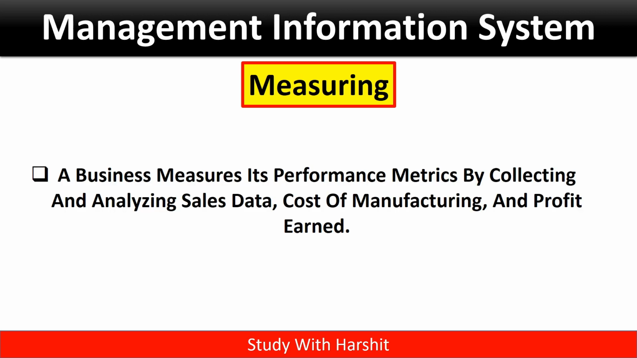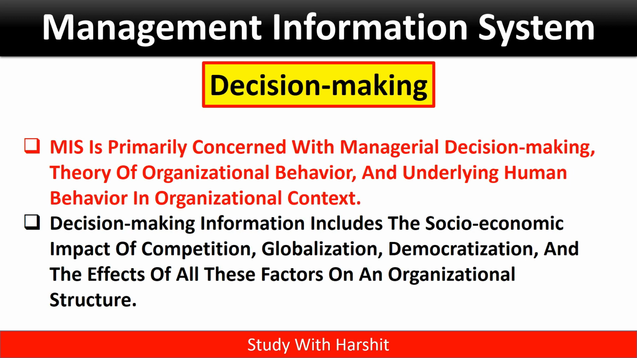Measuring. A business measures its performance metrics by collecting and analyzing sales data, cost of manufacturing and profit earned. Decision making. MIS is primarily concerned with managerial decision making, theory of organizational behavior and underlying human behavior in organizational context. Decision-making information includes the socio-economic impact of competition, globalization, democratic factors and the effect of all these factors on an organizational structure.